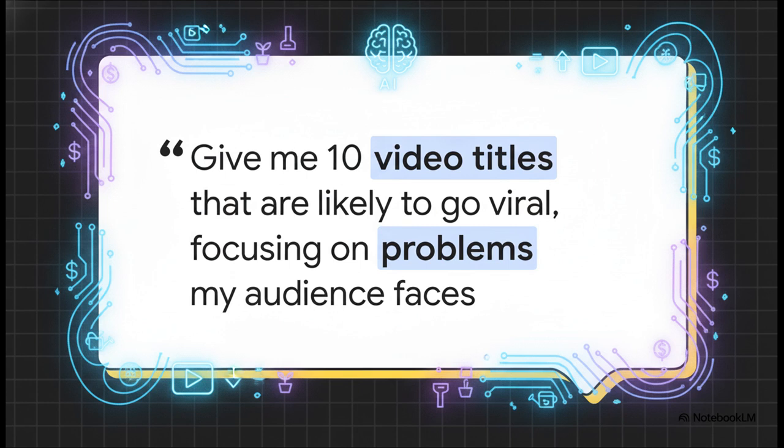You have to give it hyper-specific context. For example, if you prompt it with a specific niche, like sustainable home gardening for beginners, and then explicitly ask for viral titles focused on small spaces and tight budgets, the AI instantly returns highly clickable, super relevant options.